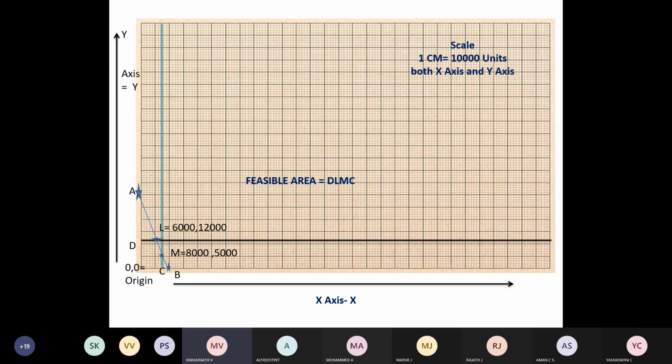Less than means down the line area. If you say down the line area, you need to check the intersections. We have DLMC. This is the common feasible area, the common less than area. Right? Understood? The feasible area is DLMC. Right? Understood?